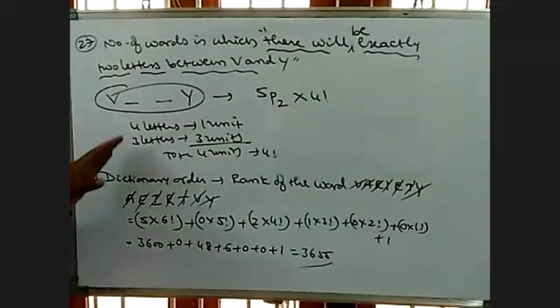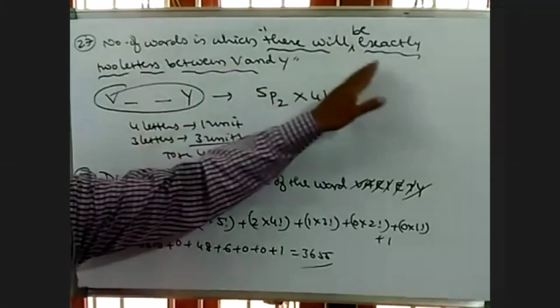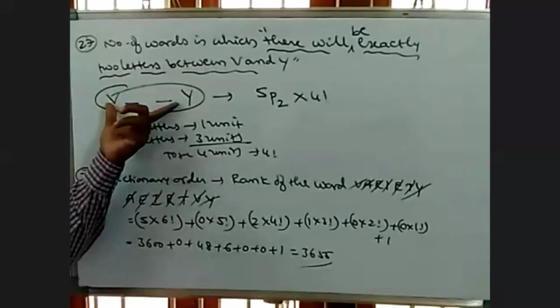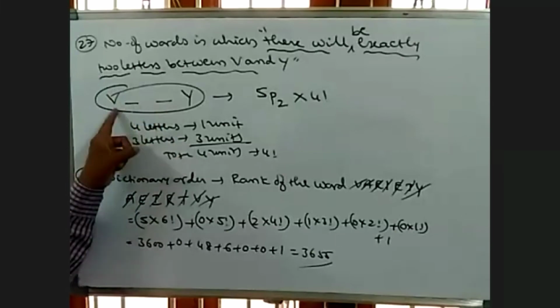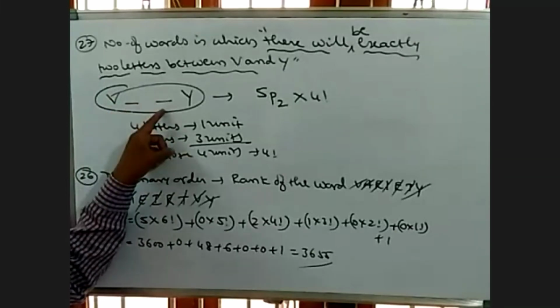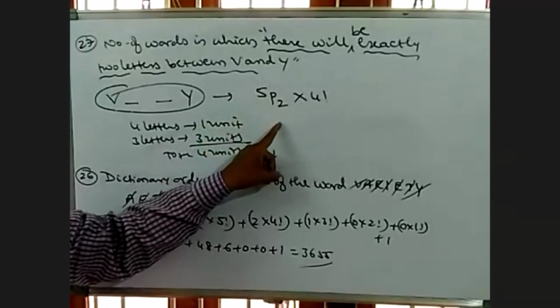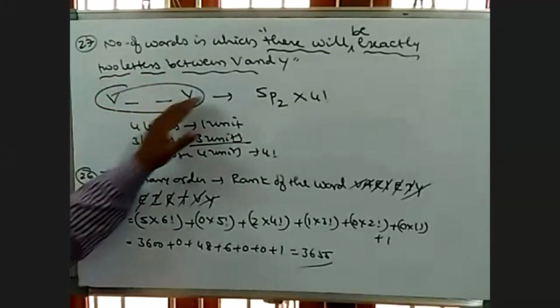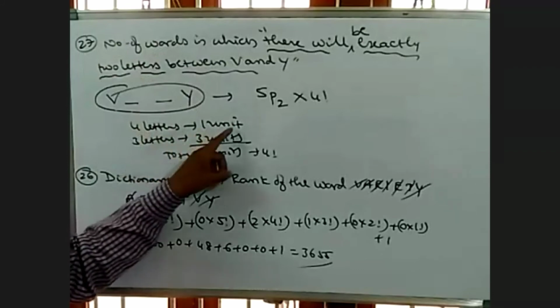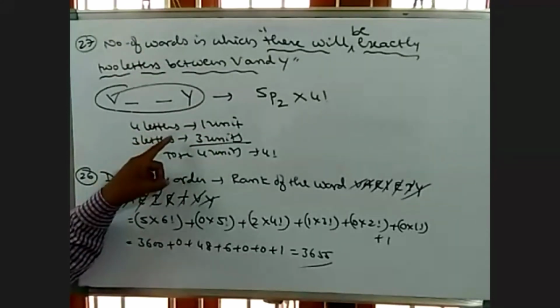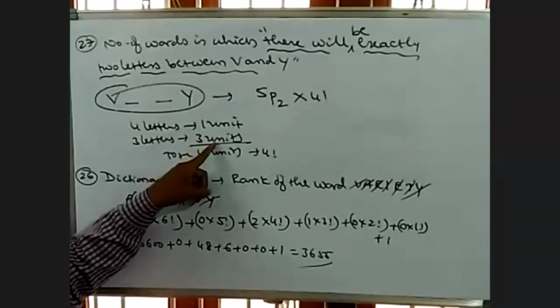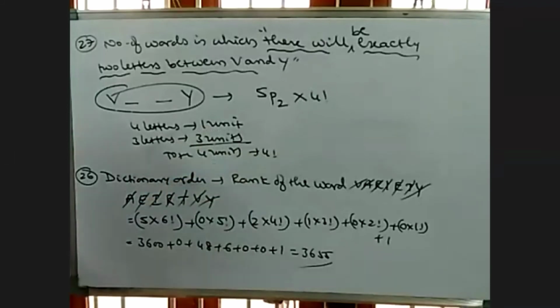Once again, I'm repeating. First, V and Y, there should be exactly 2 letters. That's why take V and Y and consider 2 places between them. These 2 places can be filled with the remaining 5 letters in 5P2 ways. Still, the problem is not completed. Now bundle these 4 letters and consider them as 1 unit, and the remaining 3 letters as 3 units. Total 4 units can be arranged in 4 factorial ways.